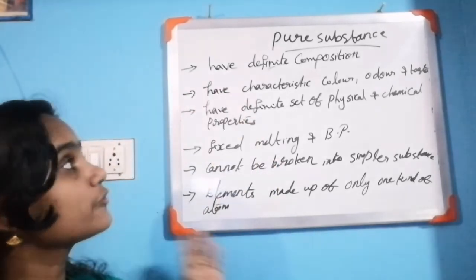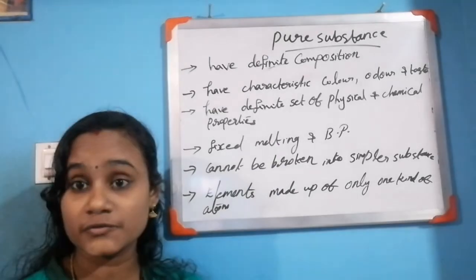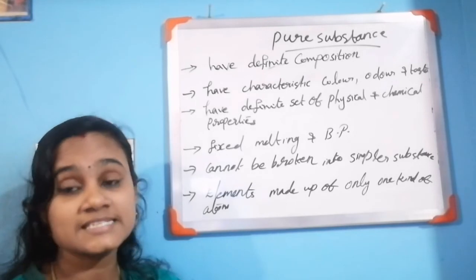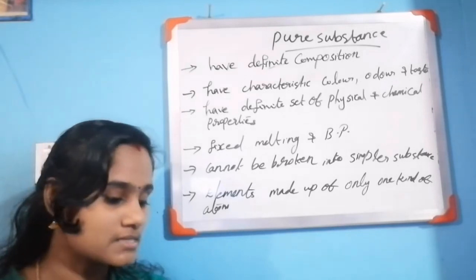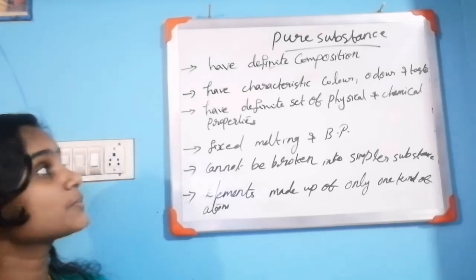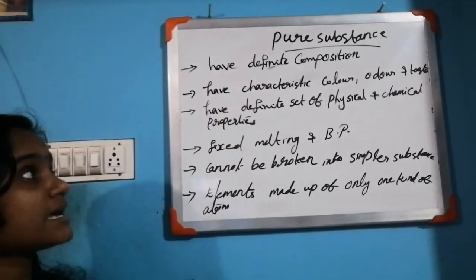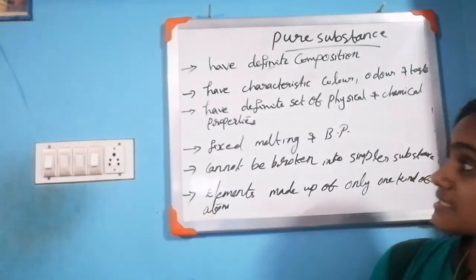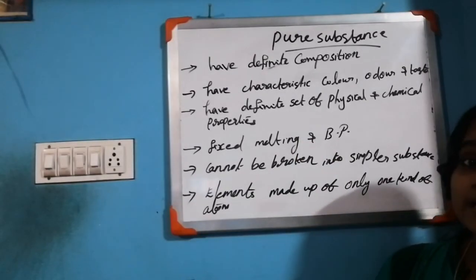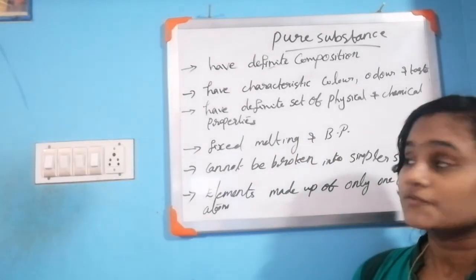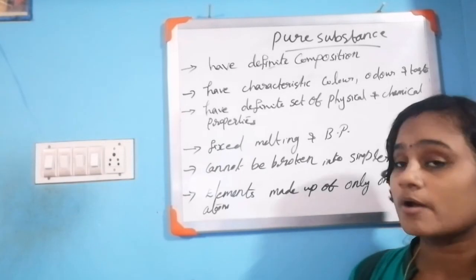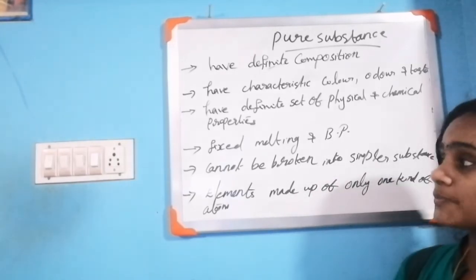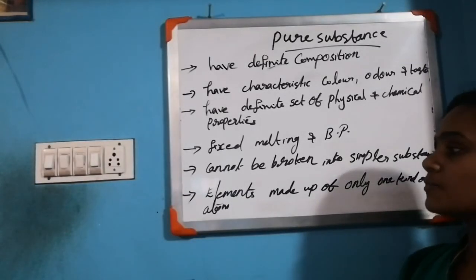These are the properties of pure substance. The definition of a pure substance is that it has a definite chemical composition which has consistent properties throughout. That property is called a pure substance. It has a characteristic color, characteristic odor, characteristic taste, and a definite set of physical and chemical properties. A pure substance has a fixed melting and boiling point.